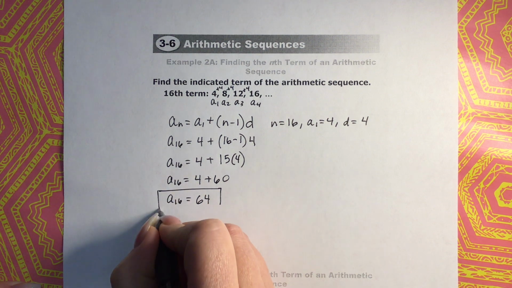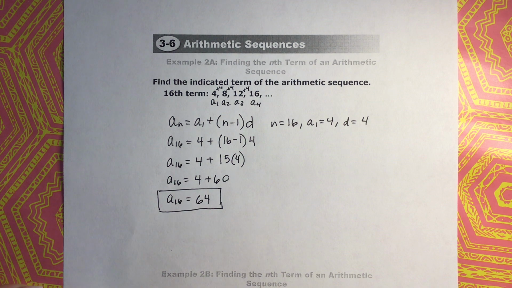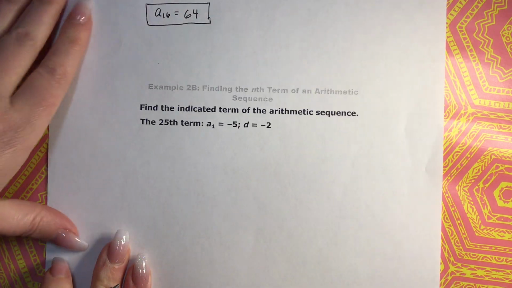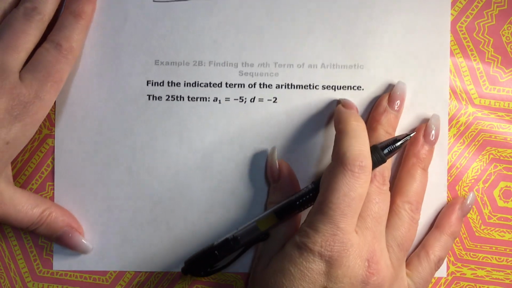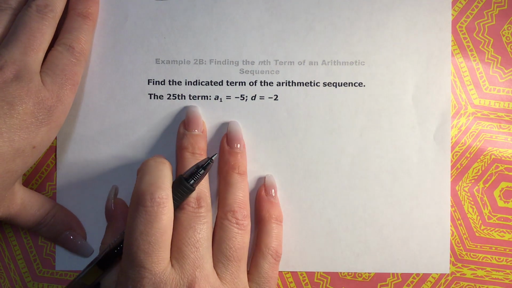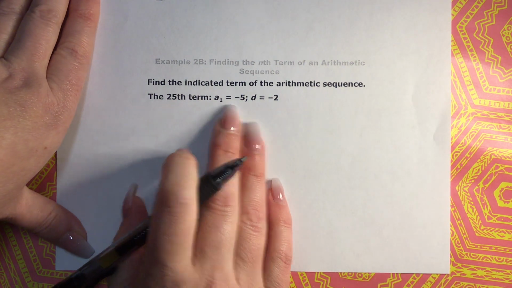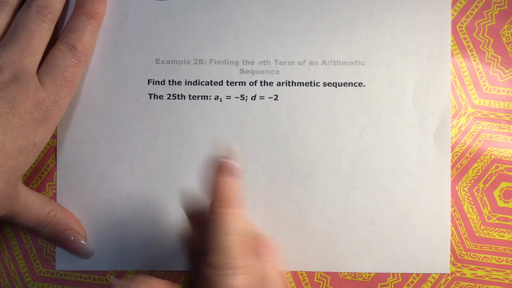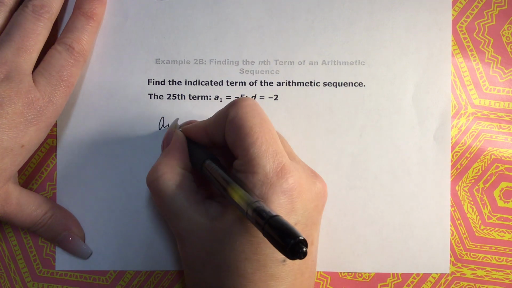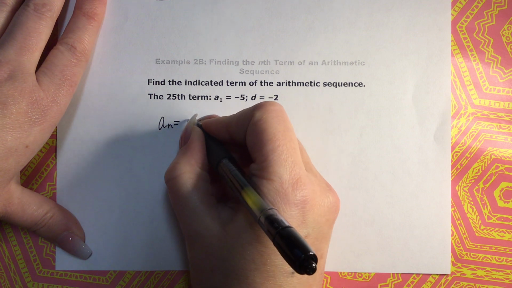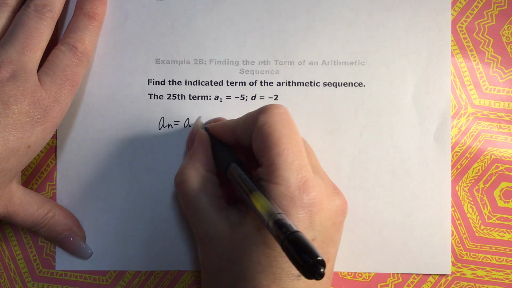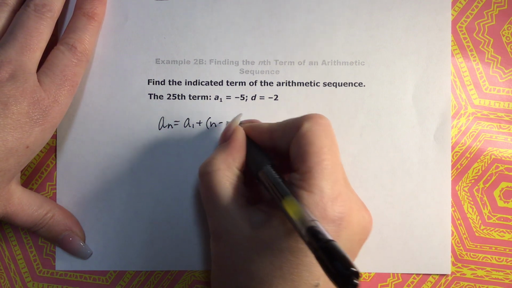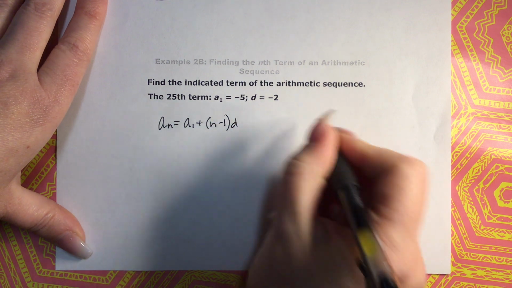Woohoo, we did it. All right, perfect. Okay, let's look at the next one. This says find the indicated term of the arithmetic sequence. We have to find the 25th term, and all they give us is the first term and the common difference. Well, let's see if that's enough information. Let's go ahead and write that formula down. So you need to write this formula down with the symbols first every single time on every single one of your problems in your homework assignment, quiz, tests.